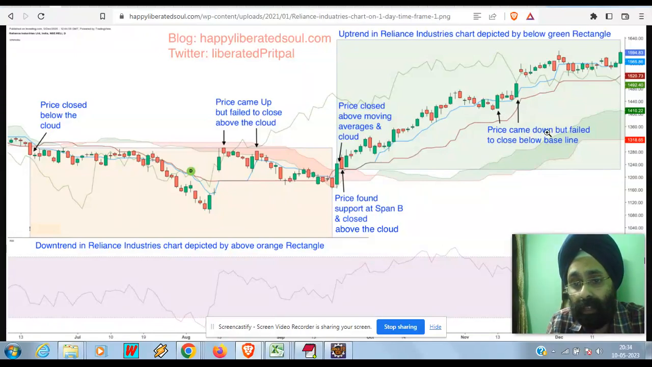Price I have mentioned in the chart as well. Price came down but failed to close below the baseline. And whenever the price went below the Tenkan Sen, it made a strong green candle, which is a good indication that the uptrend is intact. And after that, if you see the red candle, it is above the Tenkan Sen.